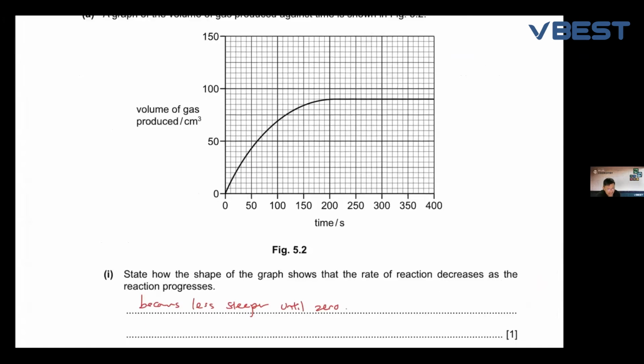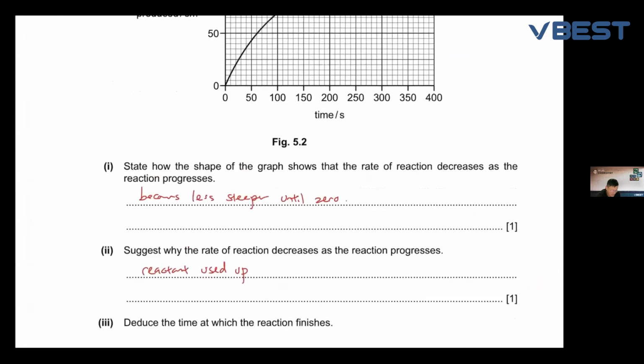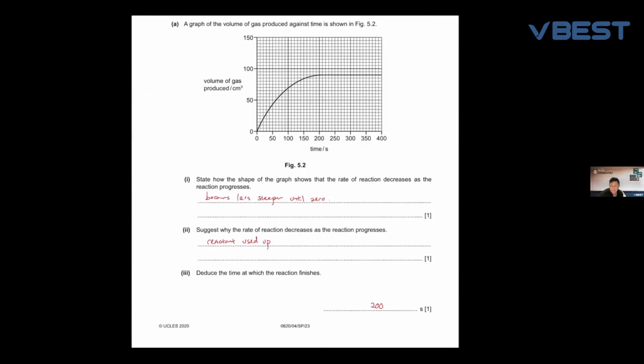Then reduced at the time when the reaction is already finished, right? You can say the concentration of acid decreases. Or there are fewer unreacted particles to collide with. Can also, it's the same meaning. Fewer unreacted particles, which means your reactant is reduced already.